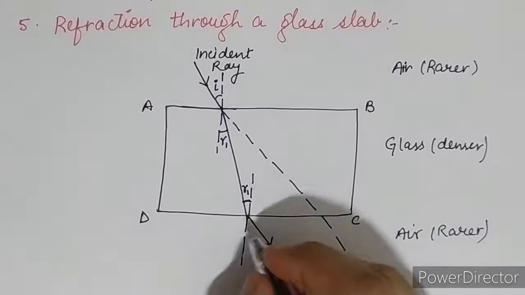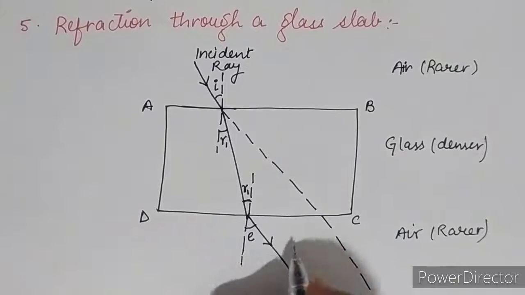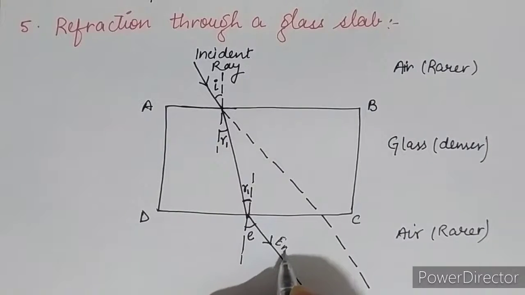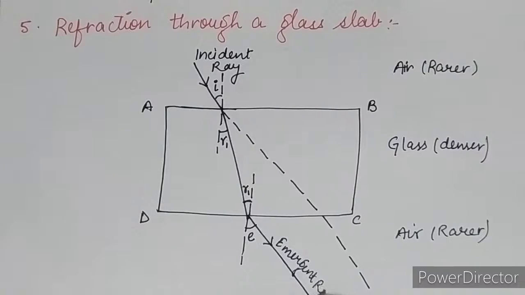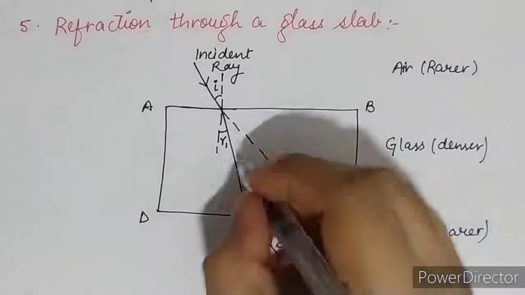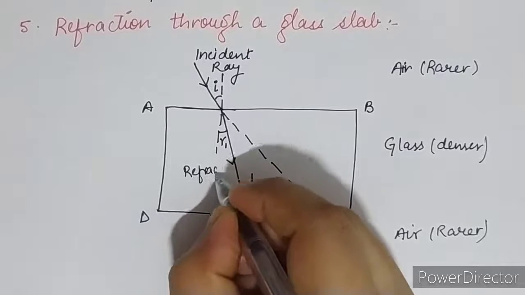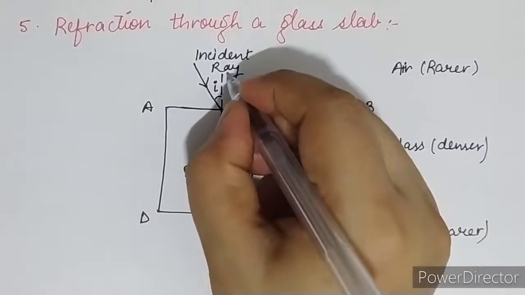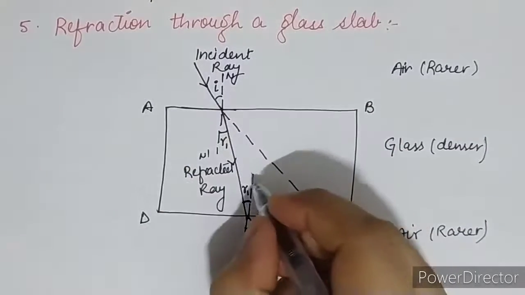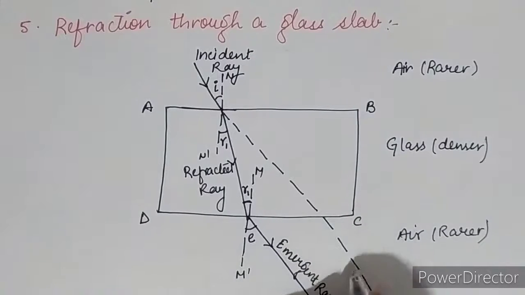And it emerges, so this is your emergent angle. This ray is your emergent ray. This one is your refracted ray. This normal is N, N dash, M, M dash. This is your incident ray.